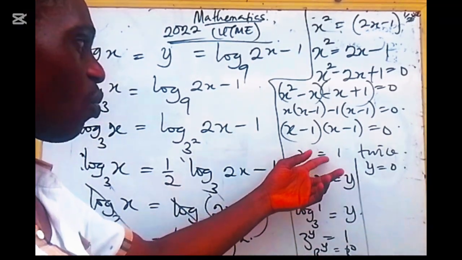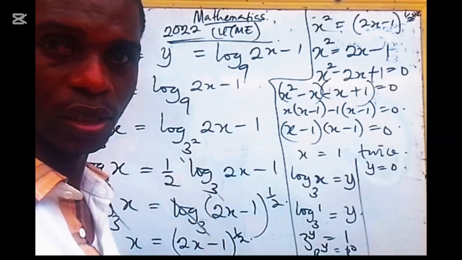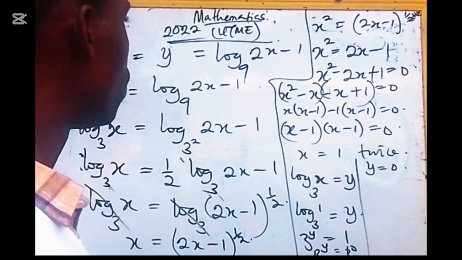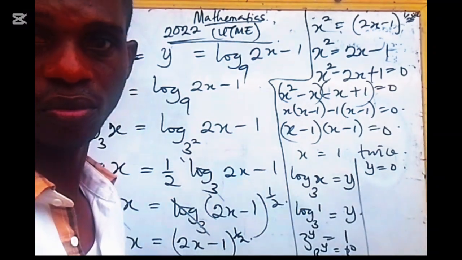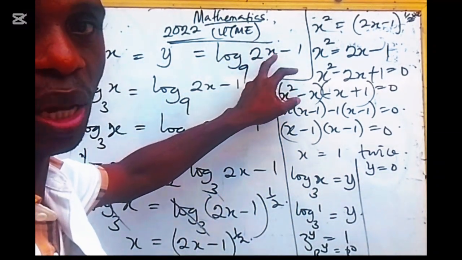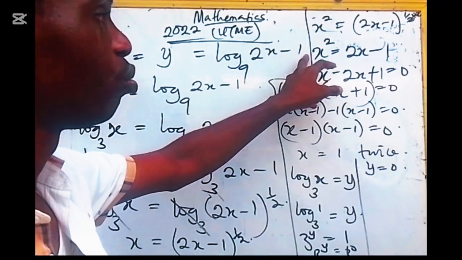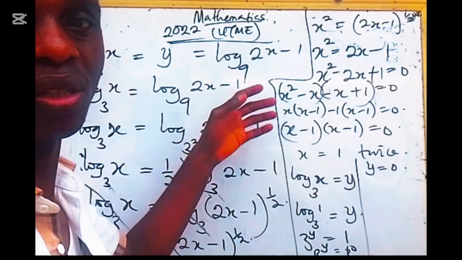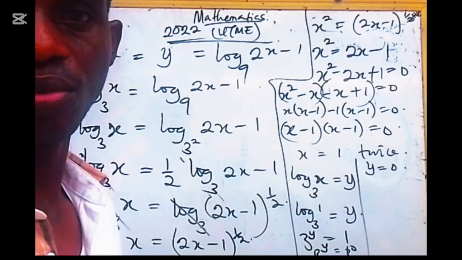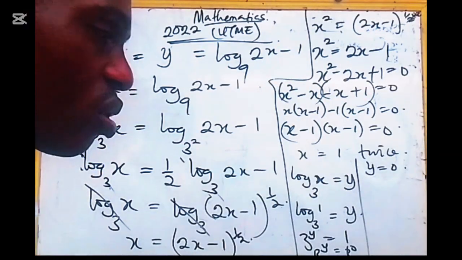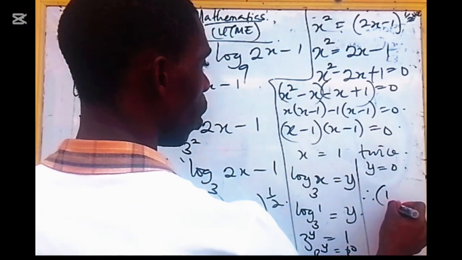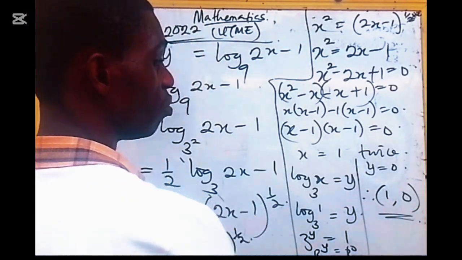And since x is 1 twice, if I try the other one, it's still 1. I've tried 1 here, I cannot try 1 again. Since 1 has given me 0, if I try the other one, it's also going to give me 0. Imagine we put 1 here: 2 times 1 is 2, 2 minus 1 is 1. Log base 9 of 1 is still 0. So therefore, x equals 1, y equals 0.